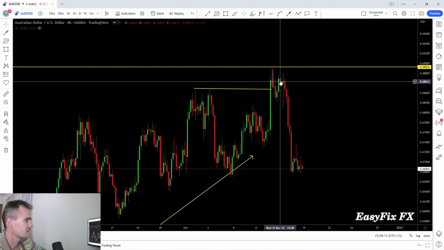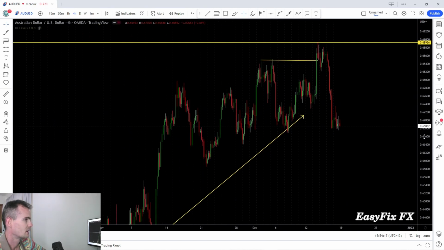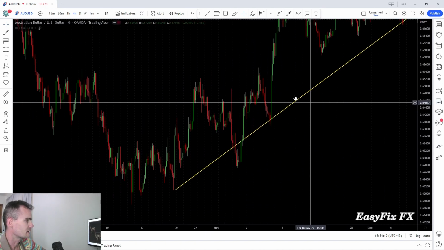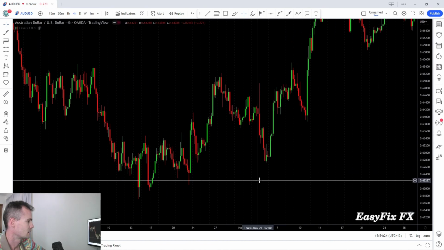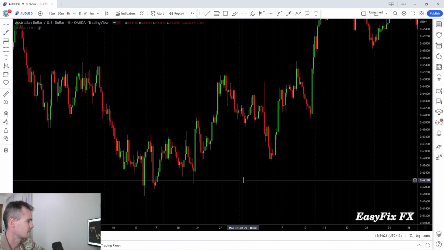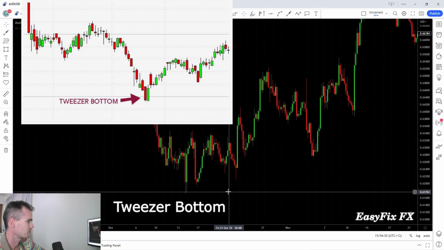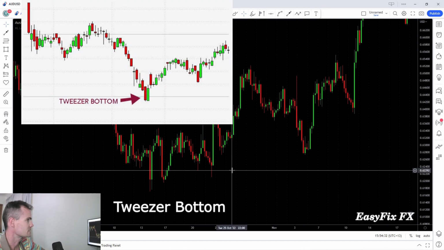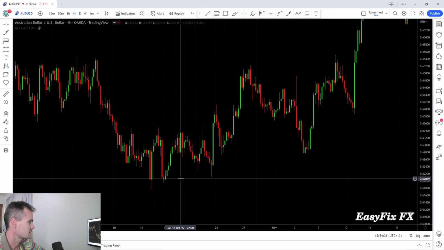Okay, I'd also seen the second 4 hour rejection over here. Another example of that would be, let's just look for another example over here. Here we see a big push up, and we see the market comes back down, right?